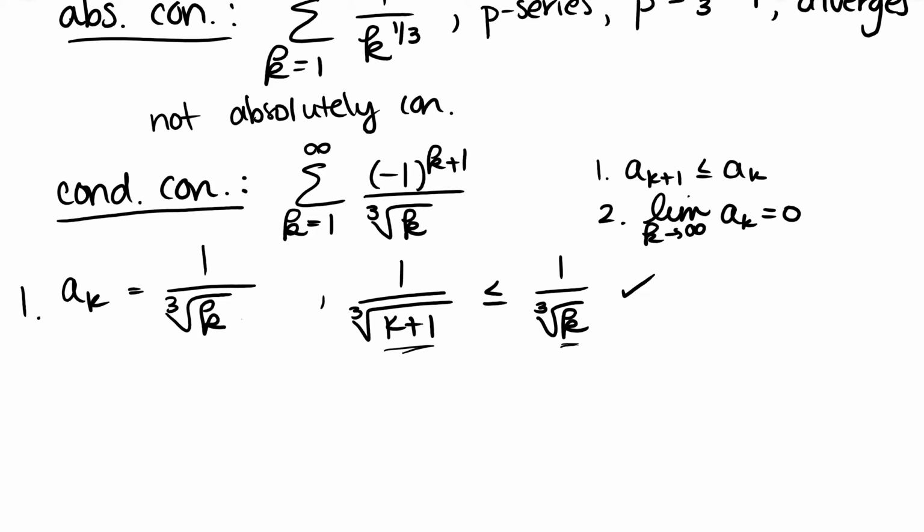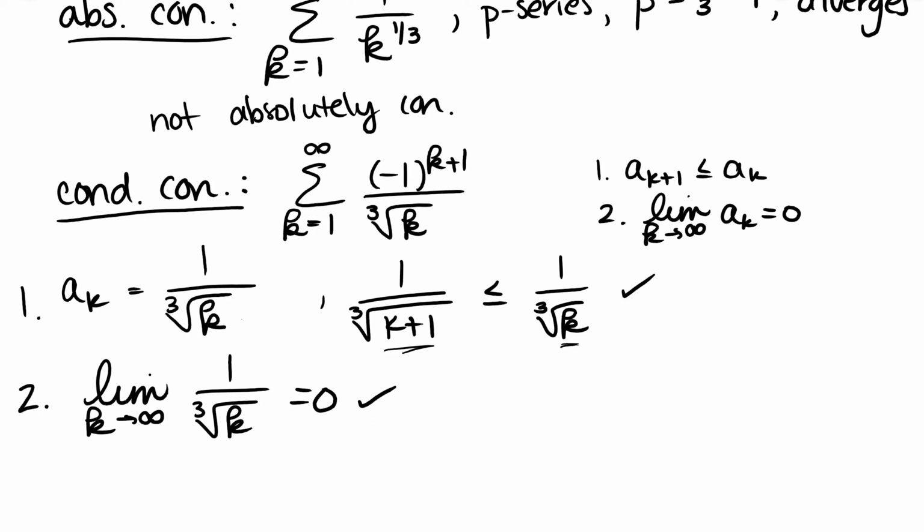So we're good to go there. It's non-increasing. And then I didn't even have to do the derivative because I only increased the denominator, right? Not true if you increase the numerator, you have to do the derivative there. And then clearly the limit here as k approaches infinity of 1 over the cube root of k is 0. That satisfies it. And so this guy converges conditionally.